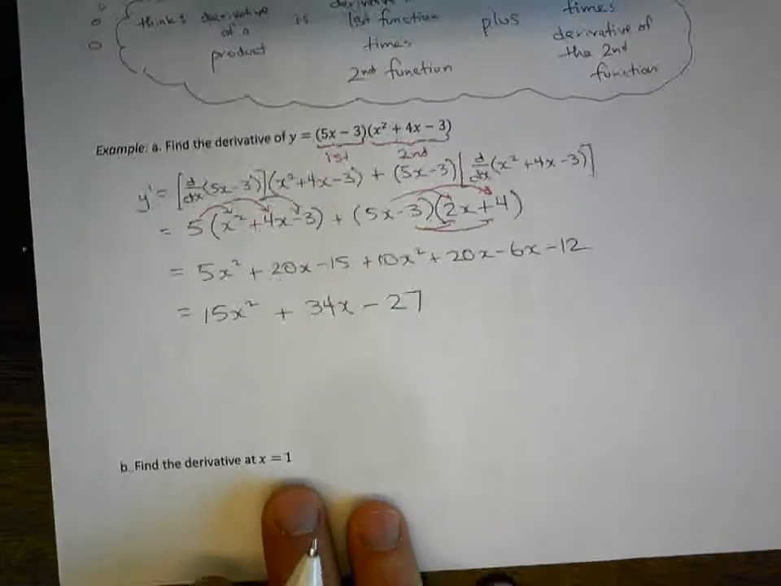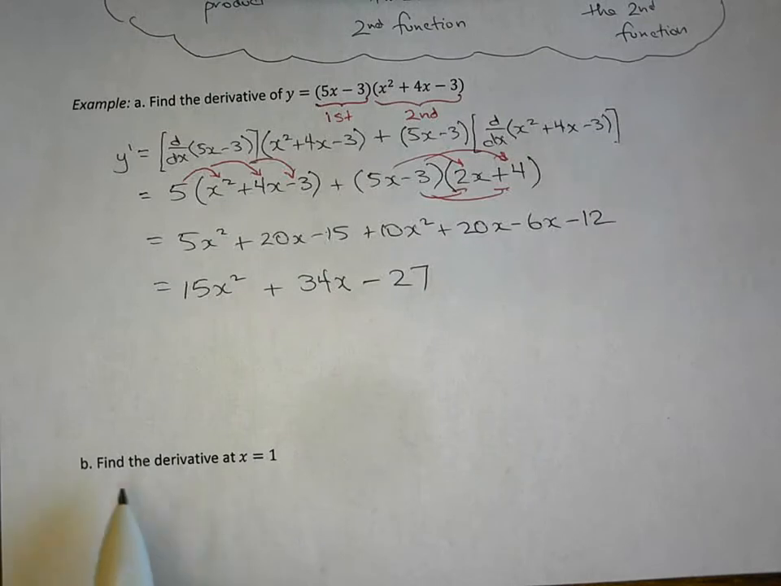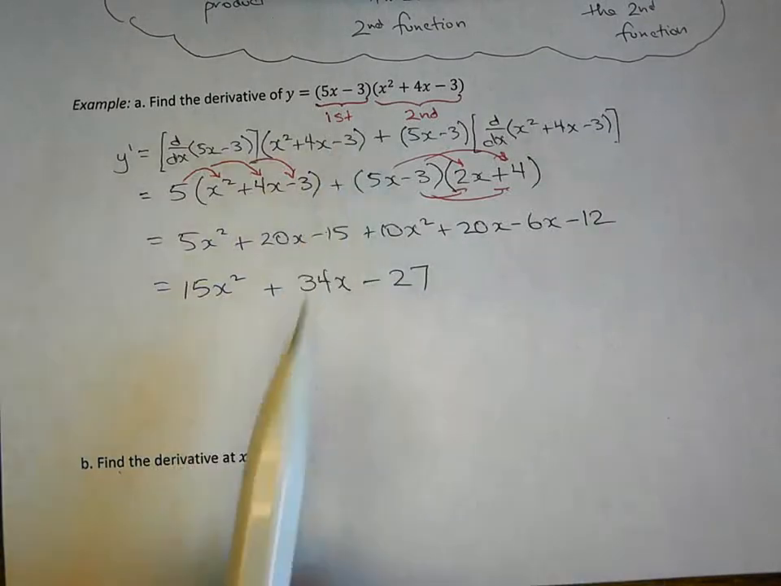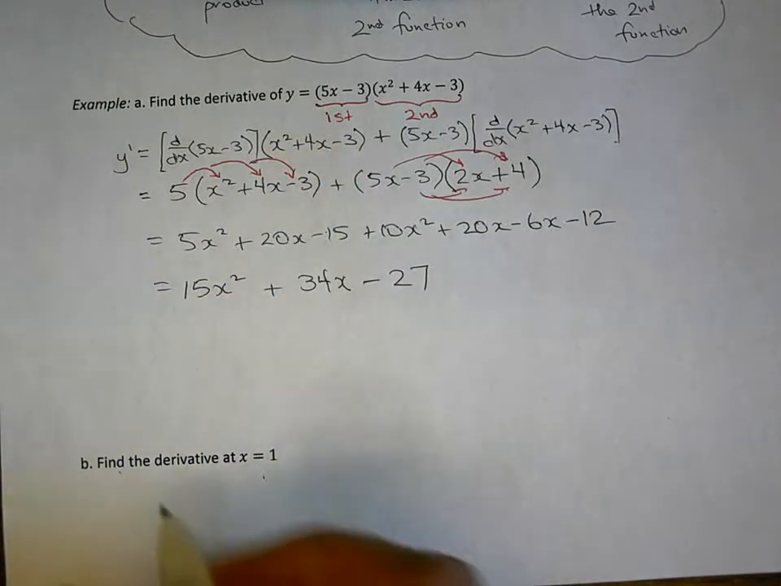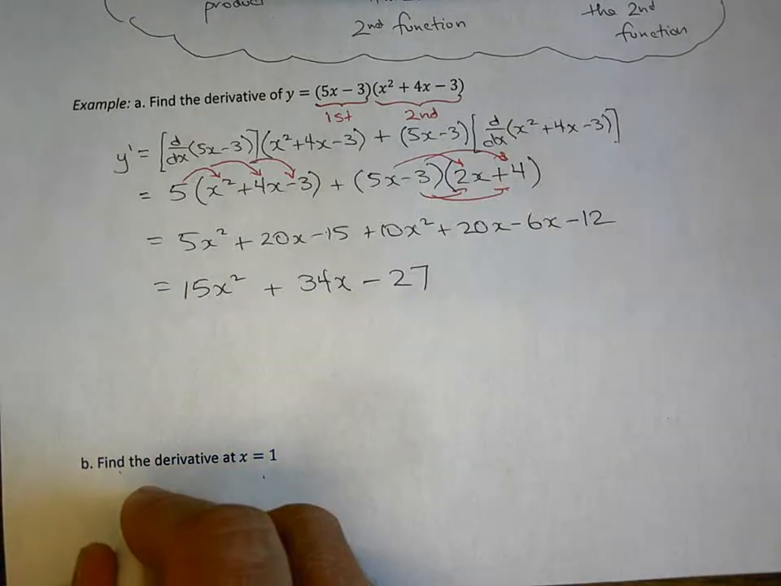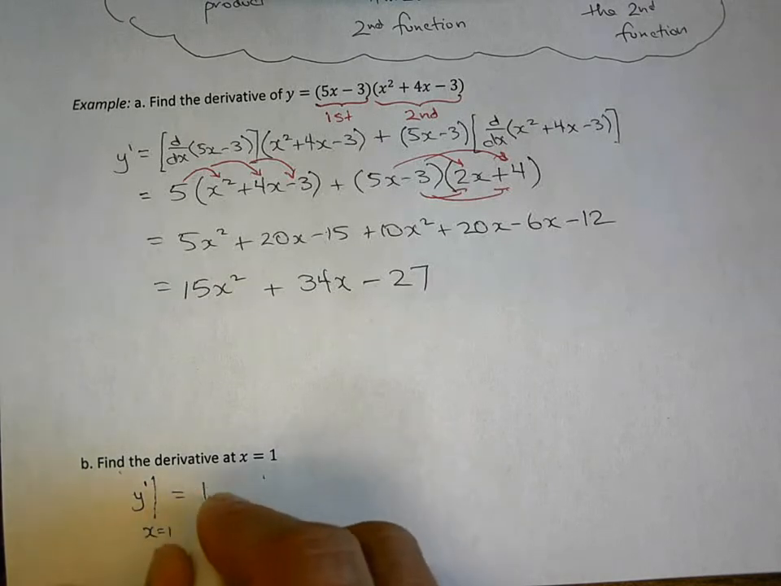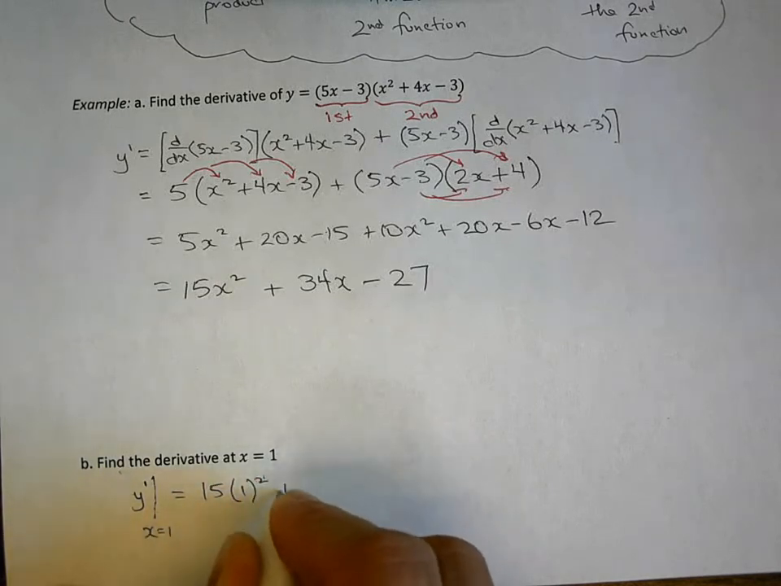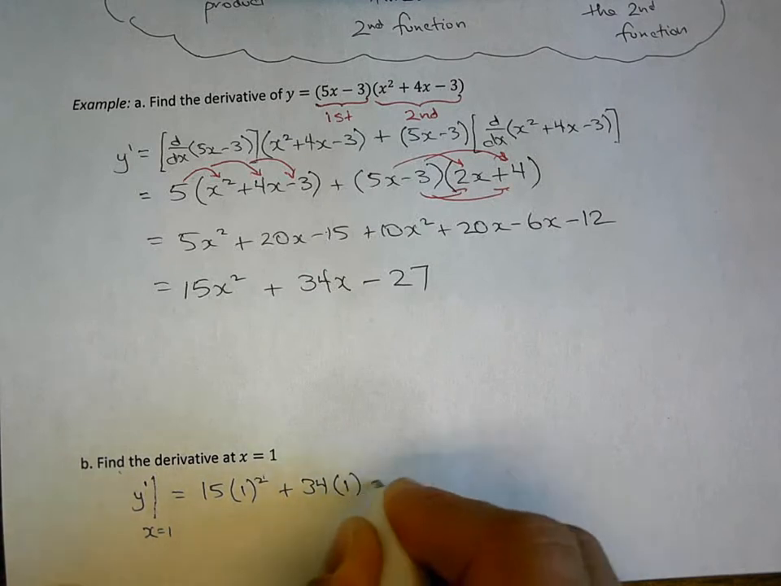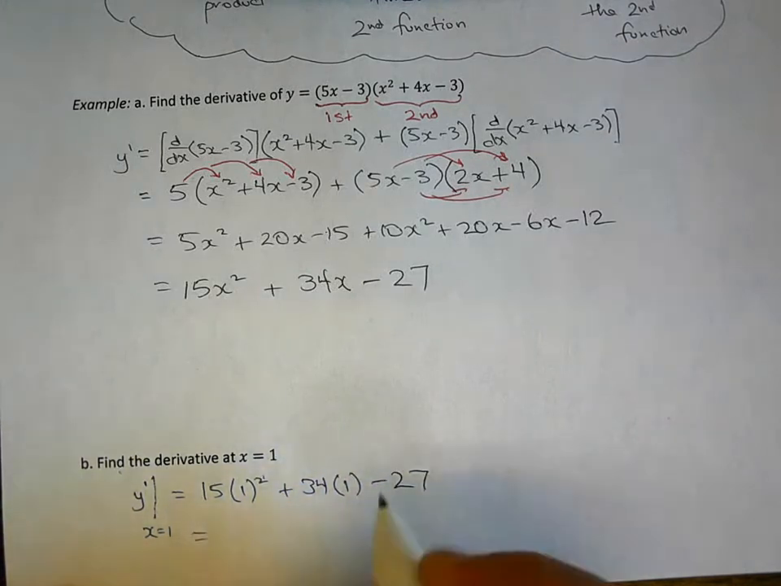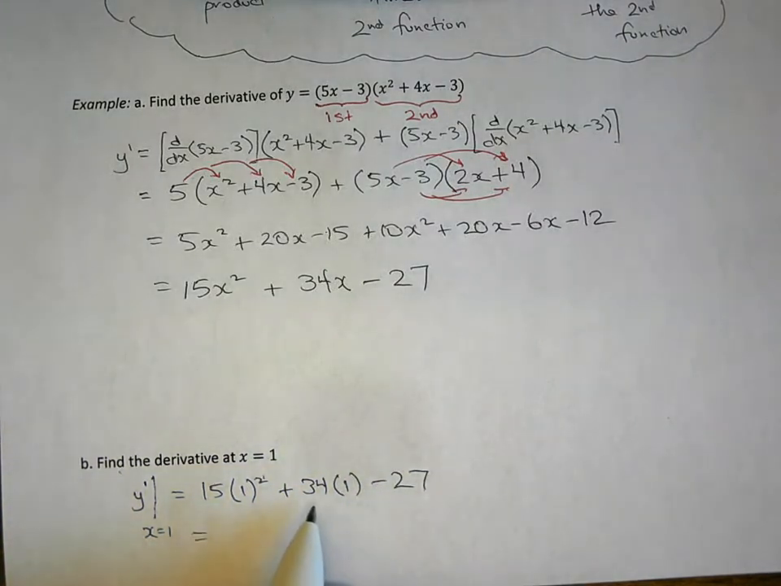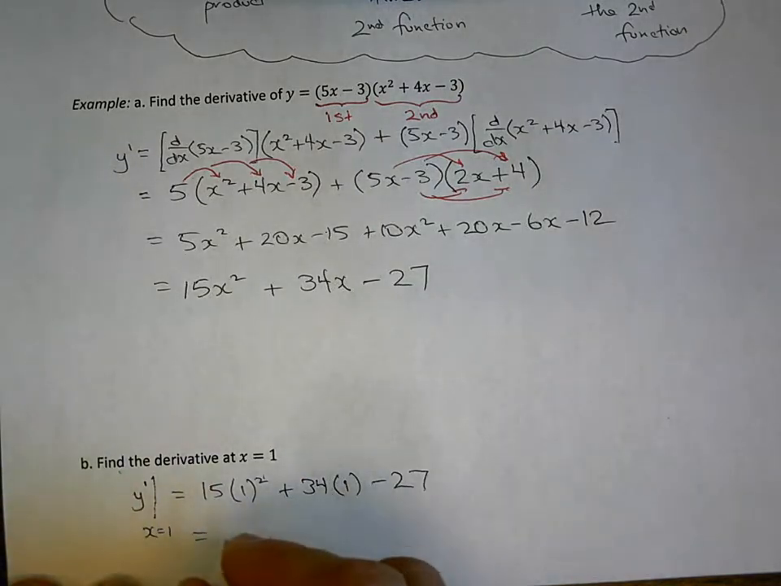Didn't really do great space here. What if I wanted to find the derivative of this function at x equals 1? Well, then I would sub in 1. And I wanted to do this to show you some notation. 15 plus 34 is 49, subtract 27 is 22.